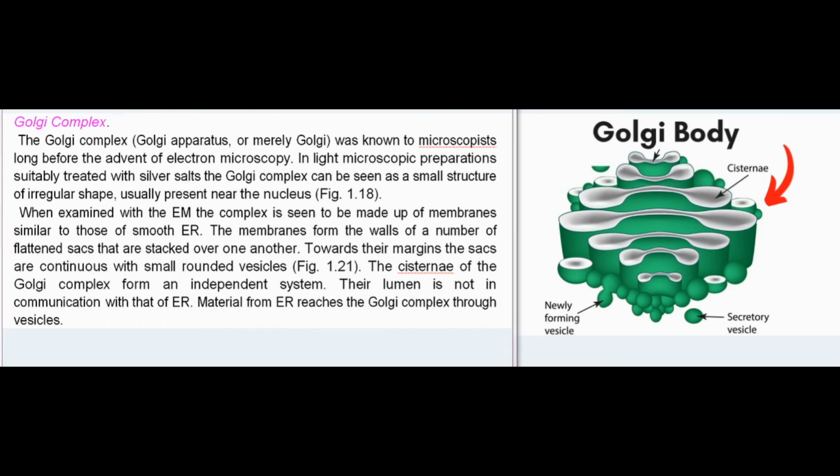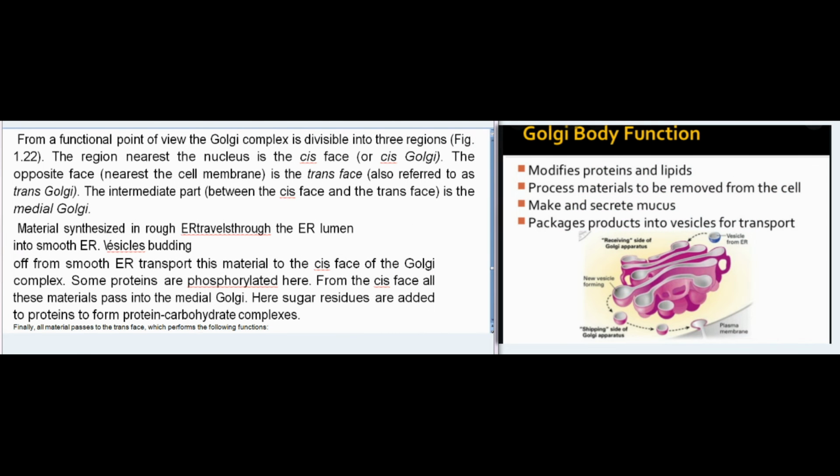The cisternae of the Golgi complex form an independent system. Their lumen is not in communication with that of ER. Material from ER reaches the Golgi complex through vesicles. From a functional point of view, the Golgi complex is divisible into three regions, Fig 1.22. The region nearest the nucleus is the cis face, or cis Golgi. The opposite face, nearest the cell membrane, is the trans face, also referred to as trans Golgi. The intermediate part, between the cis face and the trans face, is the medial Golgi.